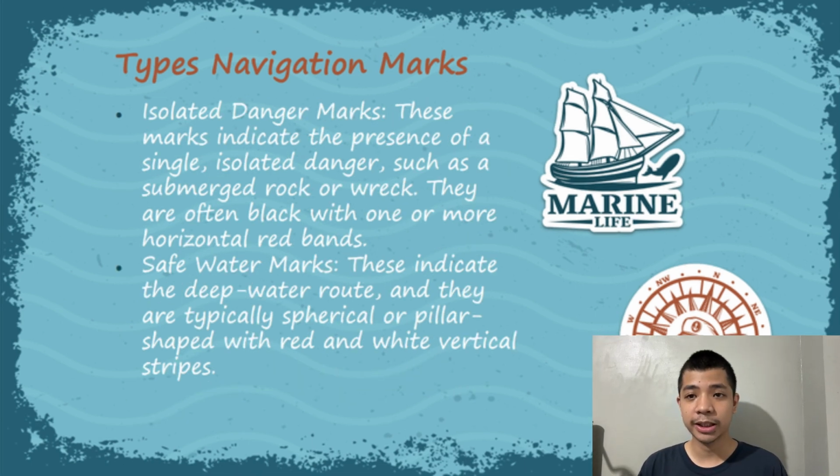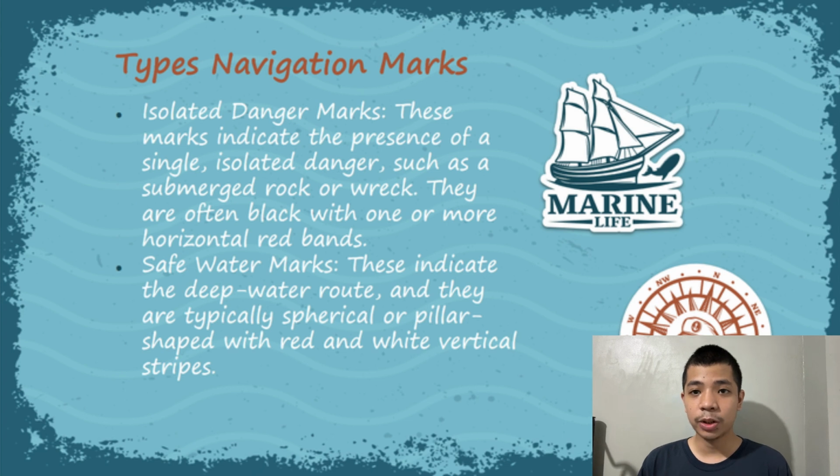Isolated danger marks. These marks indicate the presence of a single, isolated danger, such as a submerged rock or wreck. They are often black with one or more horizontal red bands. Safe water marks. These indicate the deep water route, and they are typically spherical or pillar-shaped with red and white vertical stripes.